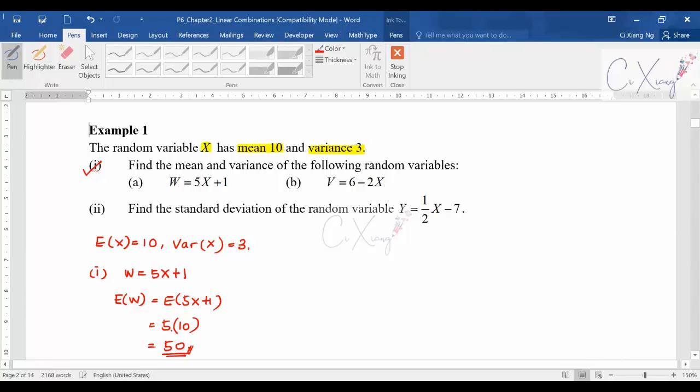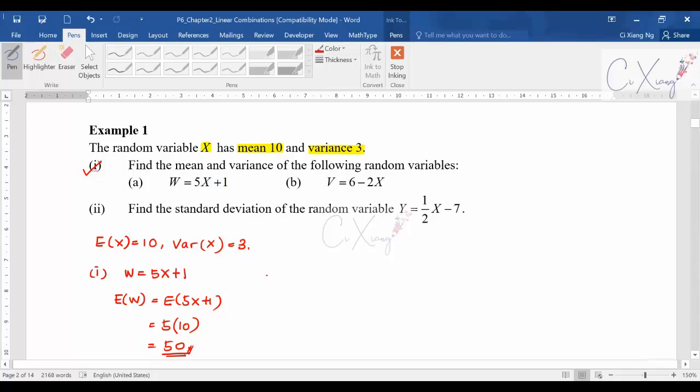Okay, so in the exam, you just need to write out the short steps only. You don't need to write in detail like what I showed you just now. The steps that I showed you just now are to let you understand how we actually do all these kinds of questions. All right, so we are having E(W) equals 50.